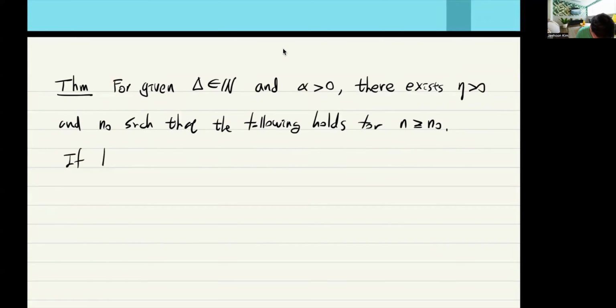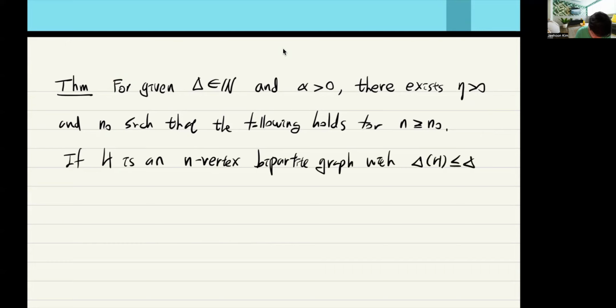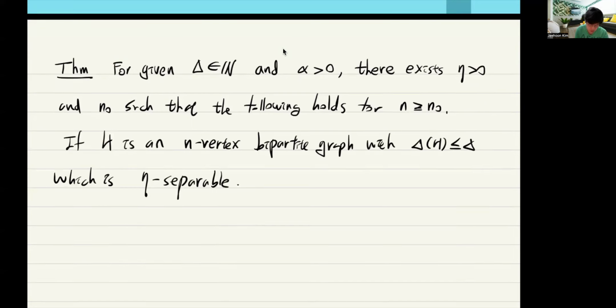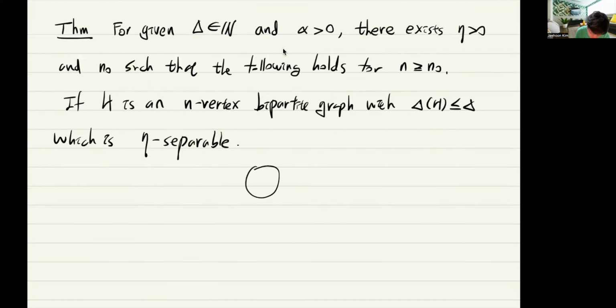So if H is an n-vertex bipartite graph with bounded maximum degree, which is also eta-separable. We defined this separability last time. Eta-separable means that you can take at most eta n vertices and delete them, and in the rest of the vertices, all the components have size at most eta n.